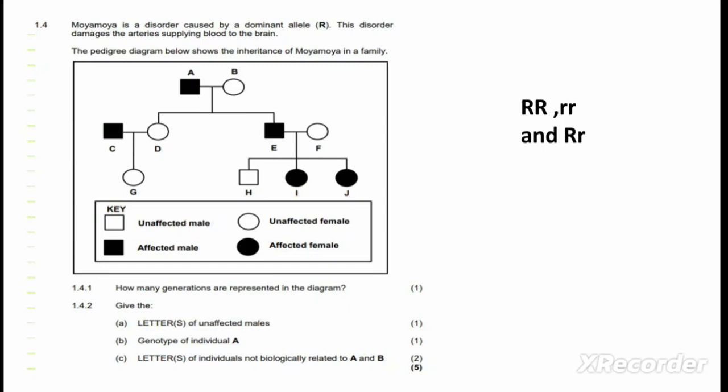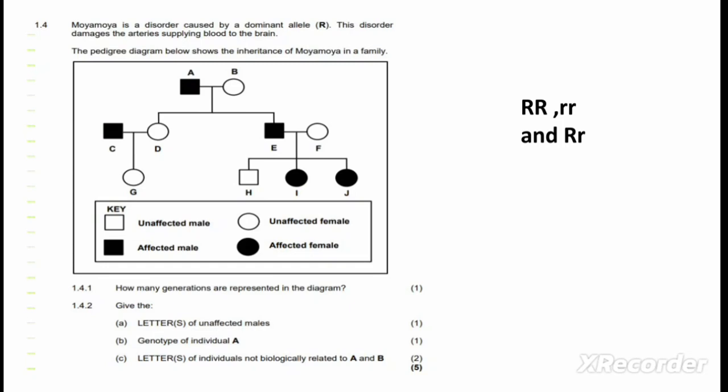Now, how do you find the correct one for J? You look at the parents. If you have already found the genotypes of the parents, you go through the same process of multiplying. You check if there is a possibility of those parents having a child who is capital letter RR. If not, then it means J would be capital letter R, small letter r. However, now let's look at the questions.